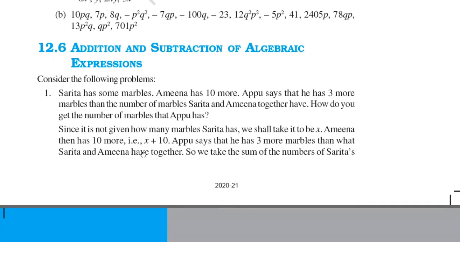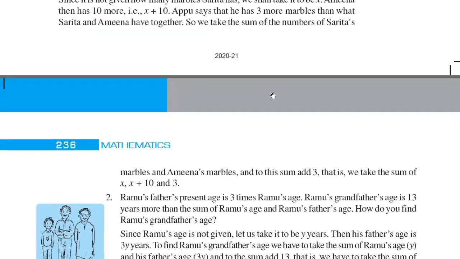Since it is not given how many marbles Sarita has, we shall take it to be x. Amina has 10 more, that is x plus 10. So Appu says that he has 3 more marbles than what Sarita and Amina have. So we take the sum of the numbers of Sarita and Amina's marbles, and to this sum add 3. That is, we take the sum of x plus 10 and 3.